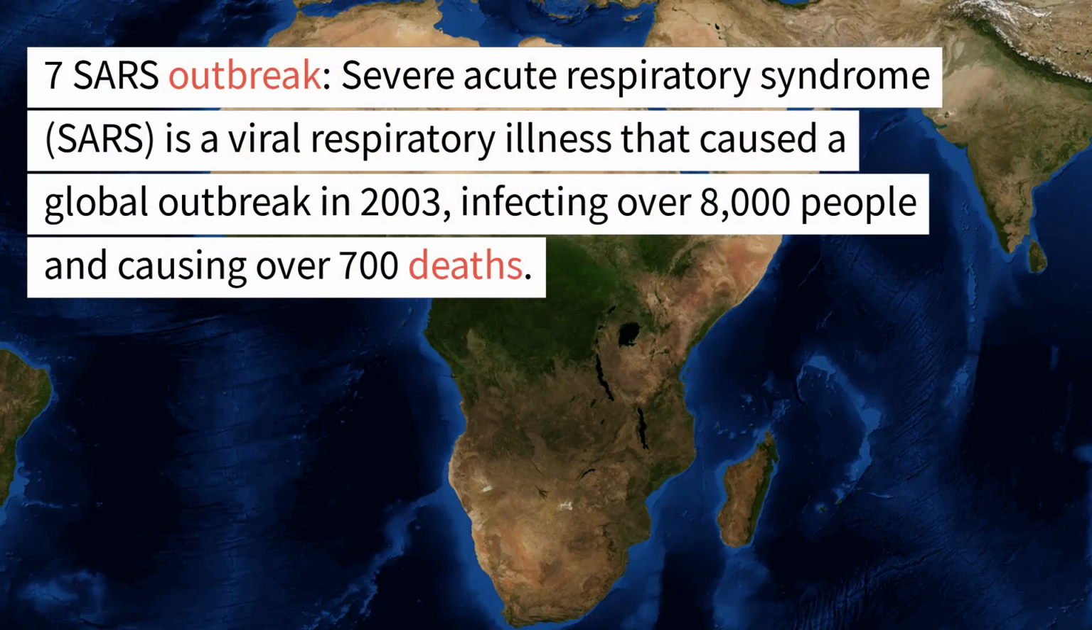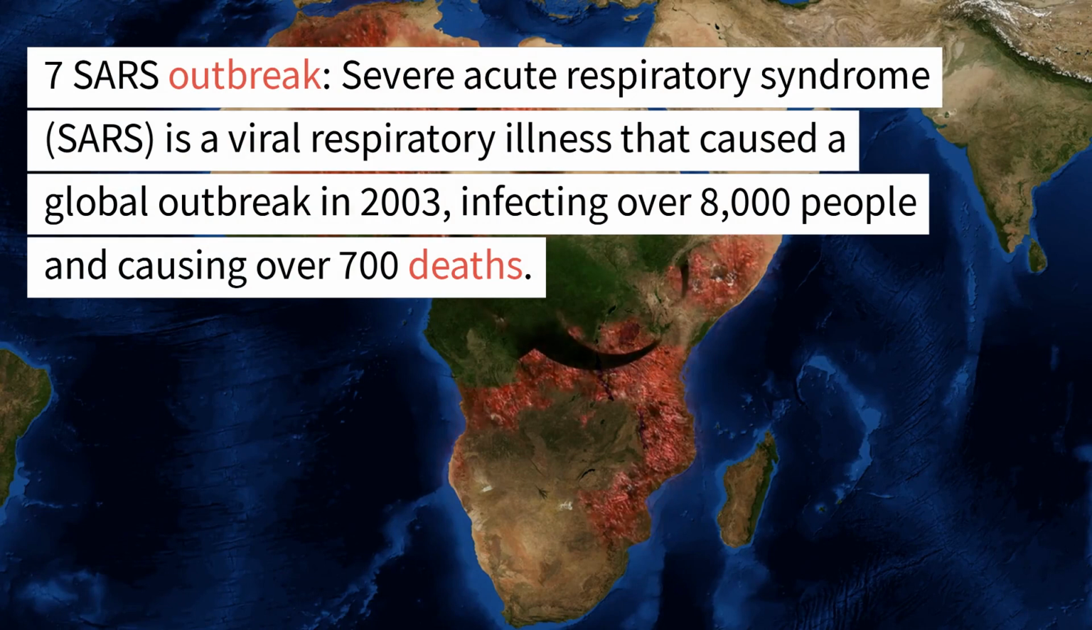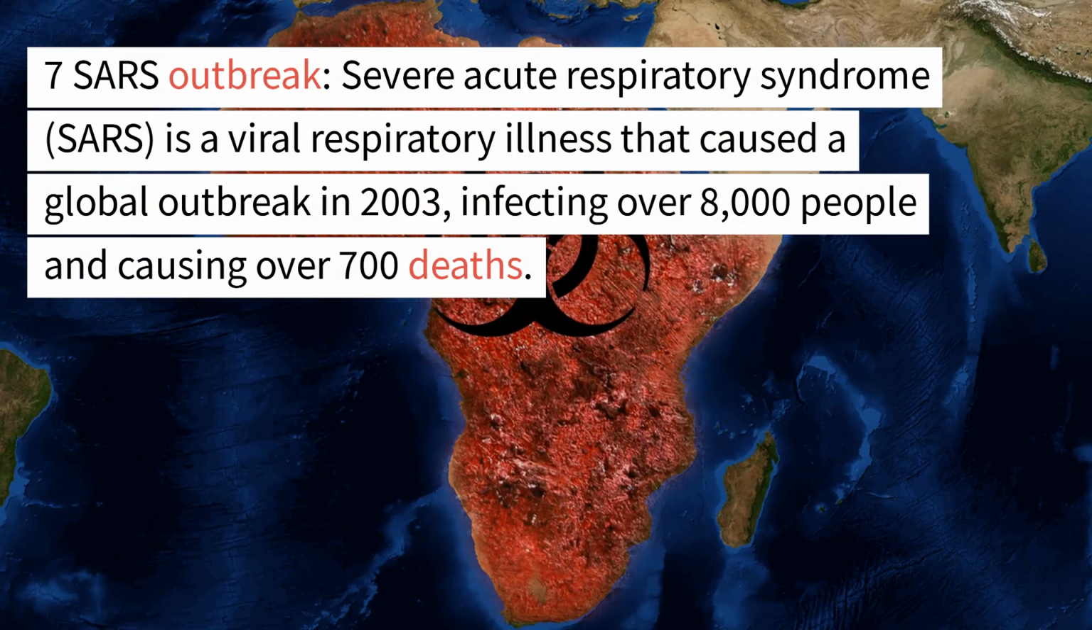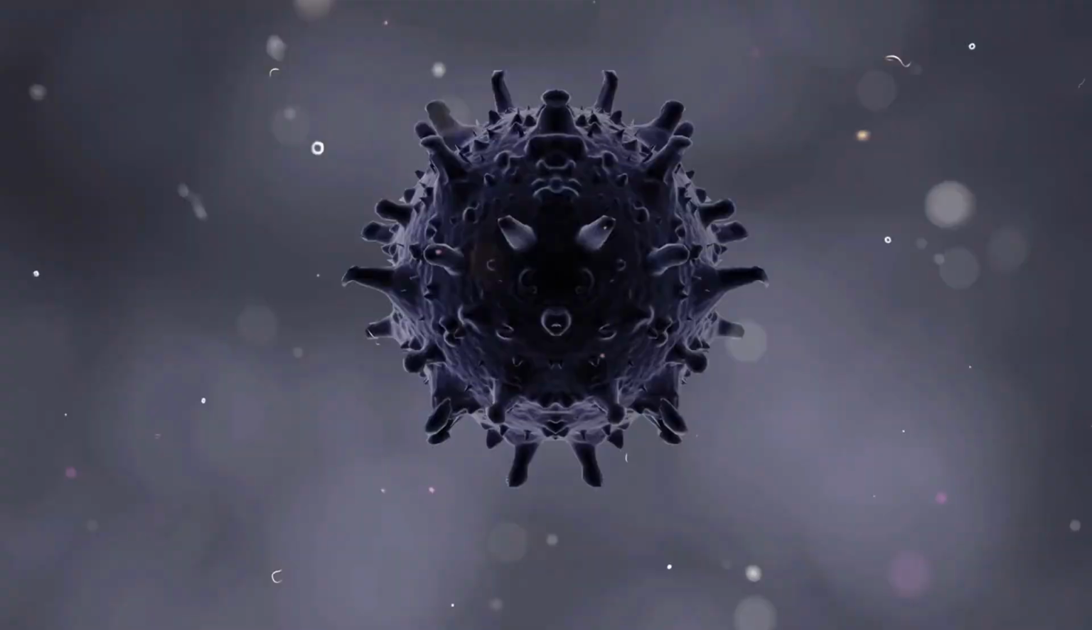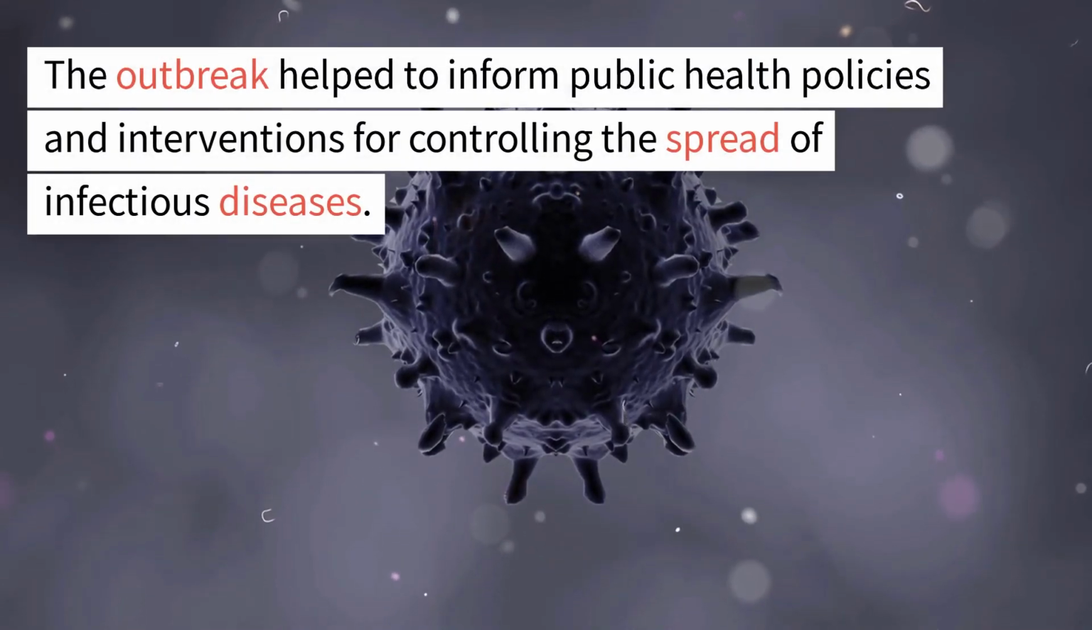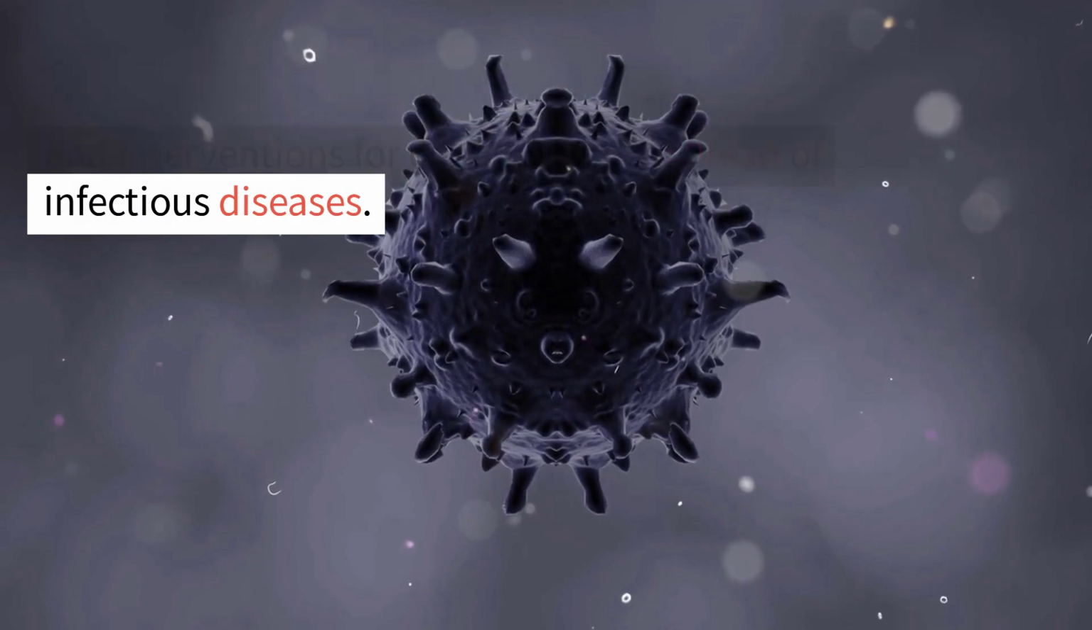7. SARS outbreak. Severe acute respiratory syndrome, SARS, is a viral respiratory illness that caused a global outbreak in 2003, infecting over 8,000 people and causing over 700 deaths. The outbreak helped to inform public health policies and interventions for controlling the spread of infectious diseases.